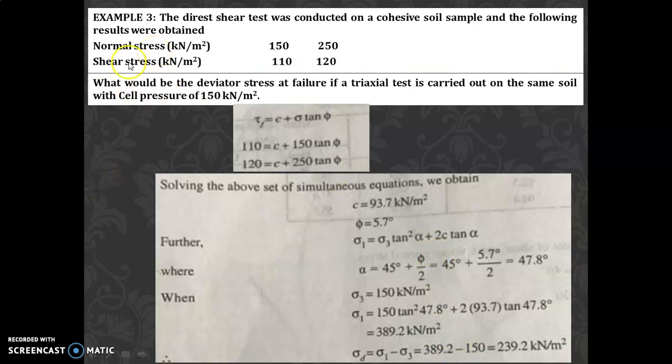Here you have two options: either you can solve the equation or you can draw the graph. From the graph you can find C and phi value. Once you get C and phi value, you can find alpha and you can find sigma 1 using this equation. Once you have sigma 1 and sigma 3, you can calculate sigma d. I hope all of you understood.